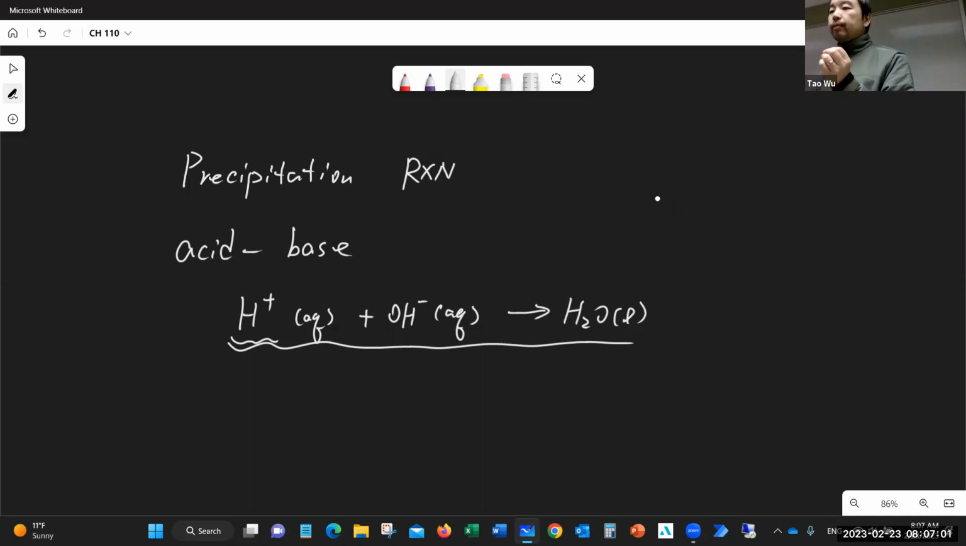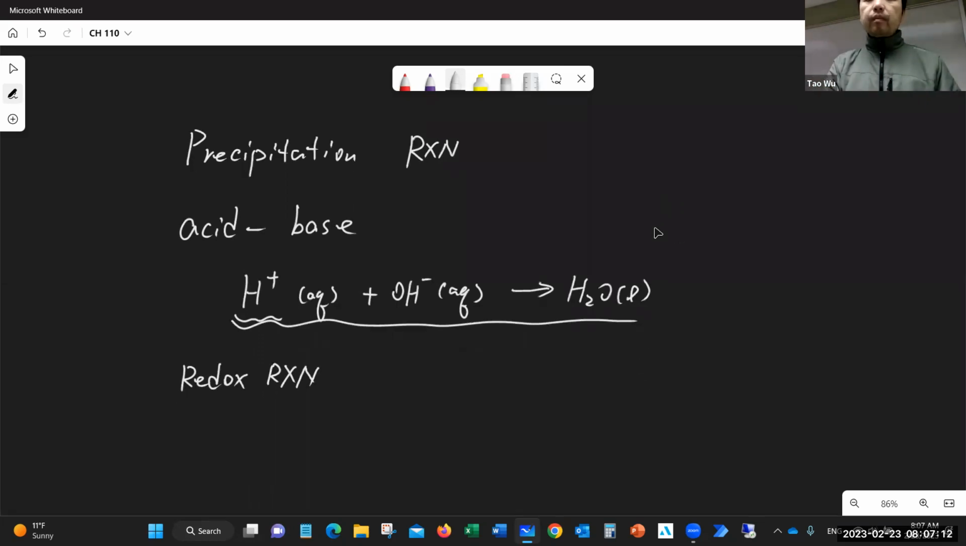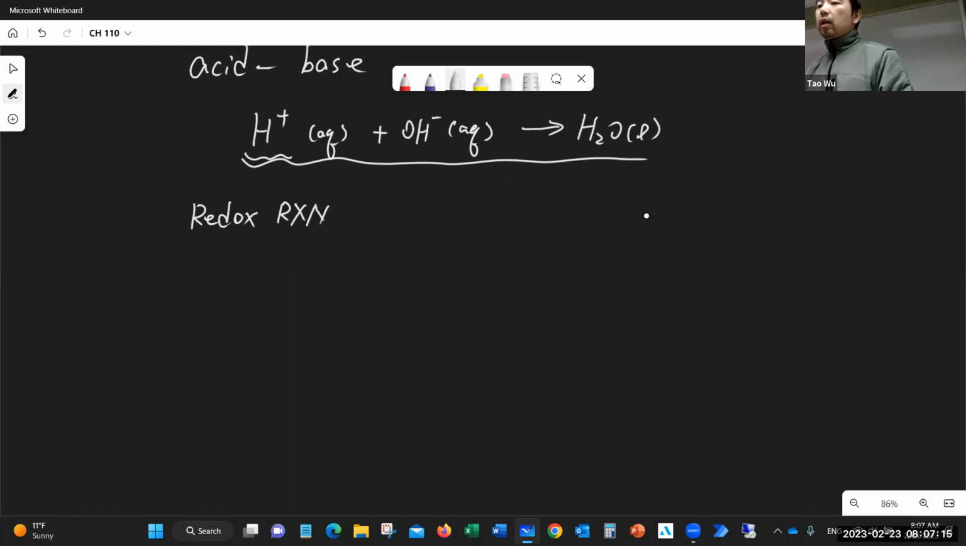This is the fundamental part. Okay. And we also talked about the redox reaction. The redox we talked about is reduction plus oxidation. The reduction is talking about something decreasing, oxidation talking about something increasing. And the something here is the oxidation number.